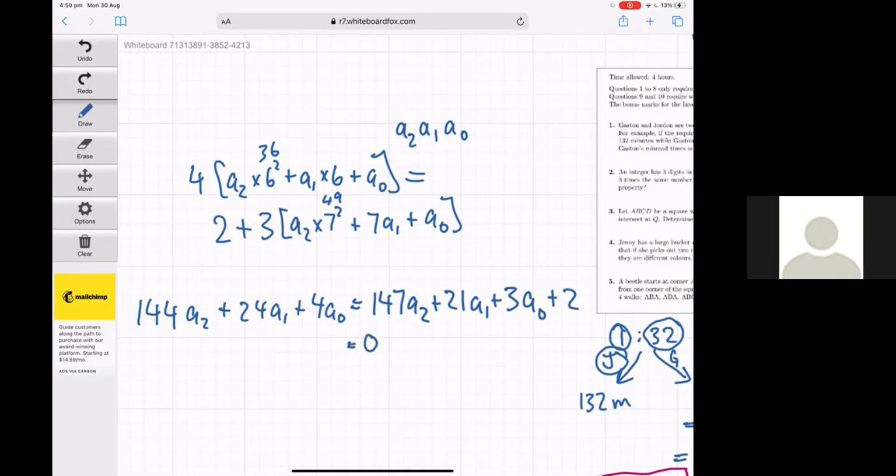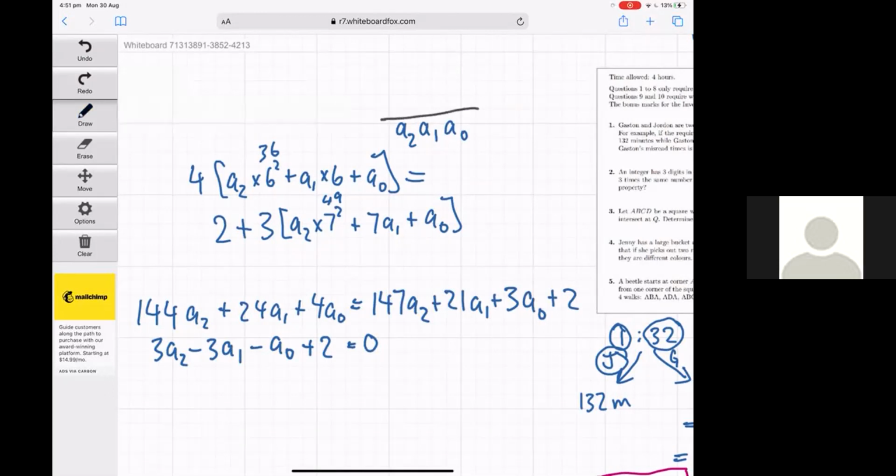Can rearrange once again, and I'm just going to subtract the left from the right. We get 3A2 minus 3A1 minus A0 plus 2 is equal to 0. And we need to find the largest possible integer with this property.